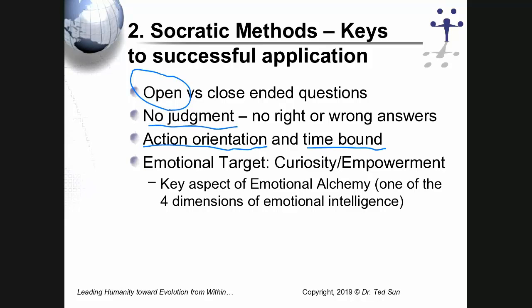And of course, you should always have an emotional target. As one of the key aspects of emotional intelligence, emotional alchemy is the concept behind this, but basically it is being able to create the desired emotional state within a group. In the online environment, you can easily create curiosity and empowerment. Sometimes you can play around with anger a little bit, but that's a more dangerous emotion to play with. But using Socratic methods, you can use all these different tools to get people to take action.